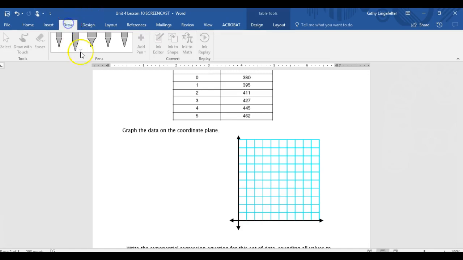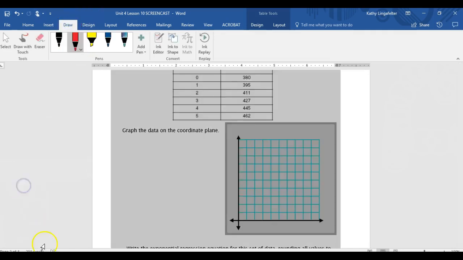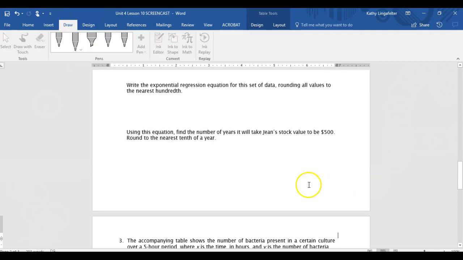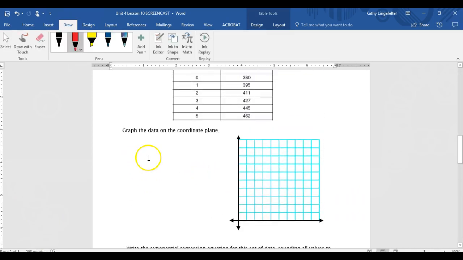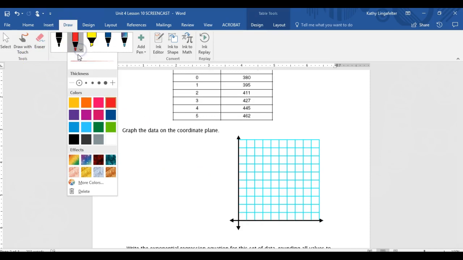What's going on with my pen? There we go. Oops. There we go.